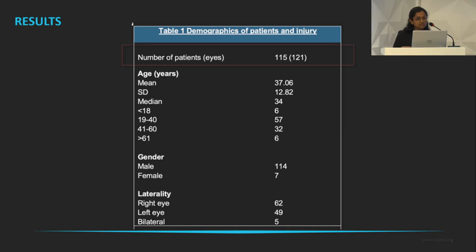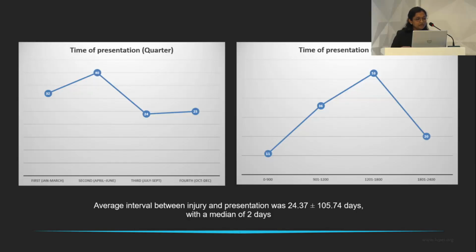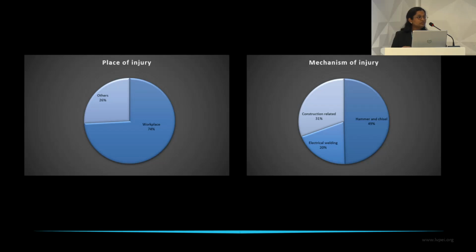This was a study of 115 patients with 121 eyes. The mean age was 37 years, mostly young males of 19 to 40 years, and the mean time of presentation was 24 days, although the median was 2 days. To our surprise, most of the cases that we came across came in the later half of the afternoon or later in the weekend, and about three-fourths of these injuries were workplace injuries, out of which 50% were due to hammering or chiseling.